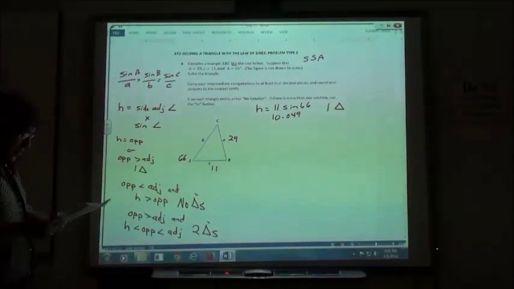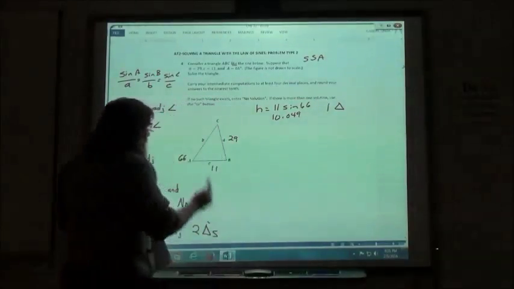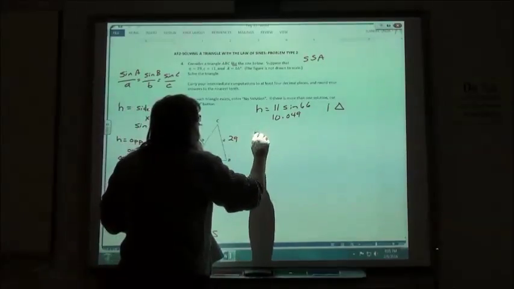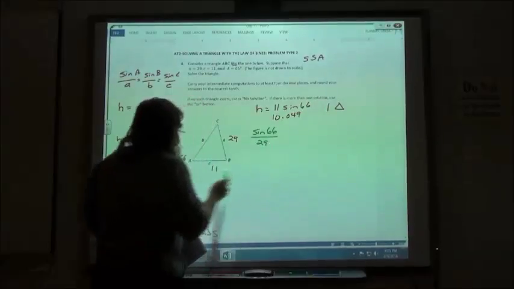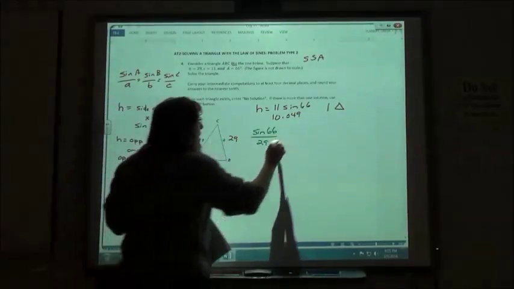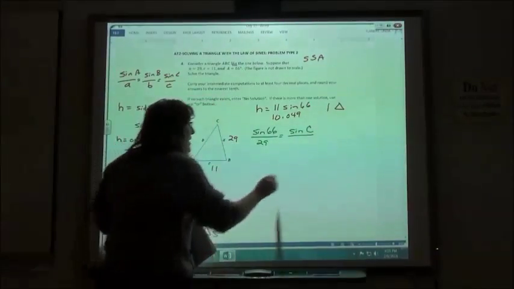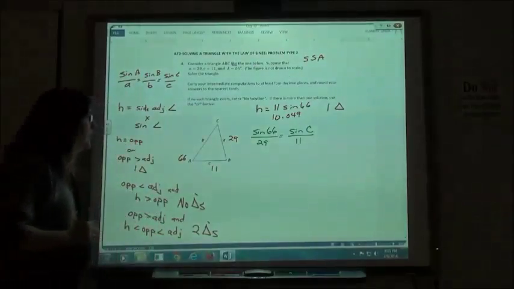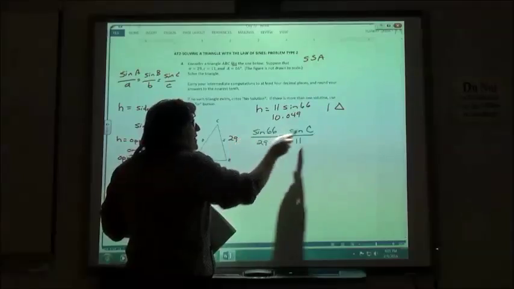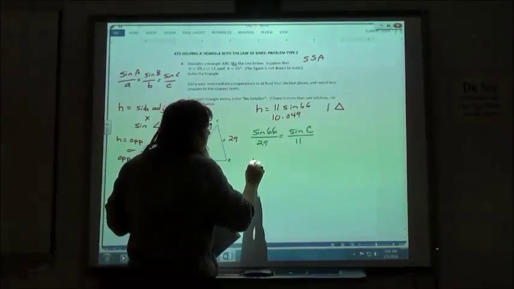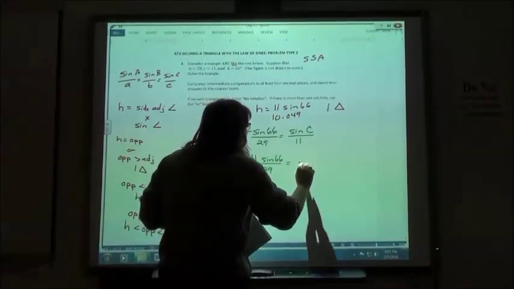So, we're going to use our law of sines in order to figure this out, or at least start with that. We know that if we take the sine of 66 over A, 29, so sine of angle A over side A, it's going to equal the sine of C over 11, since I have side C. Cross multiplying here, this would be times this to get the C by itself, and so I'm going to say 11 sine of 66 over 29 equals the sine of C.